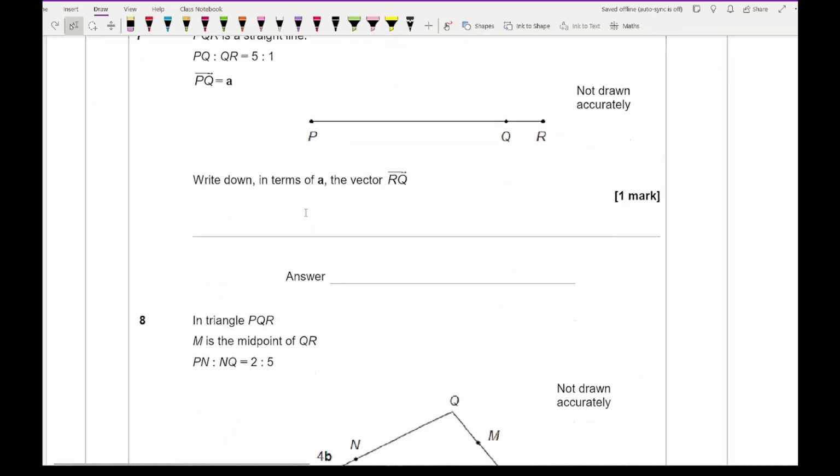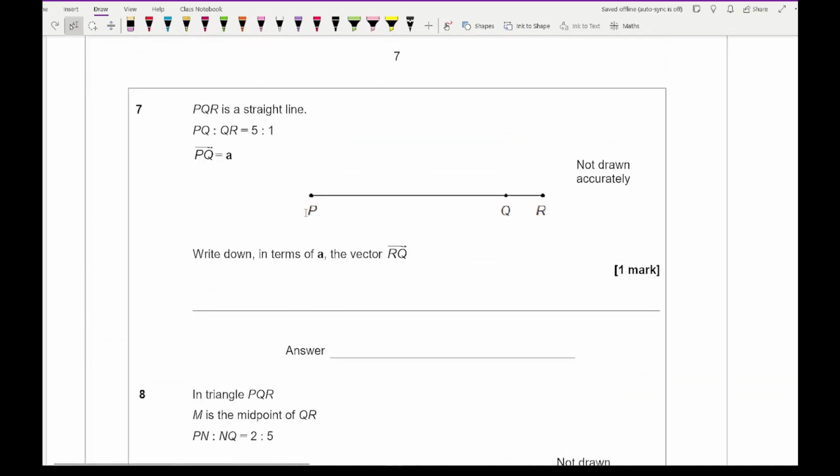Then moving on to question 7. So this is where we are dividing a vector by a ratio. So here it says PQR is a straight line, P to Q to R is in ratio 5 to 1, P to Q is A. So if we know that P to Q is worth 5 parts, and we also know that that is A, so if I just highlight this as being A, then that means that 5 parts is equal to A.